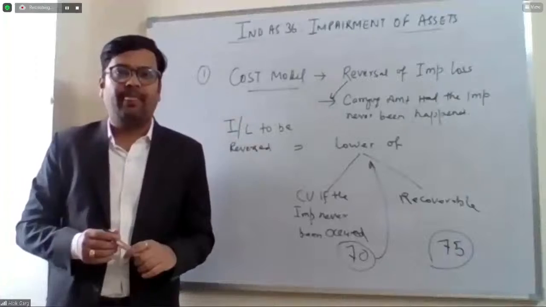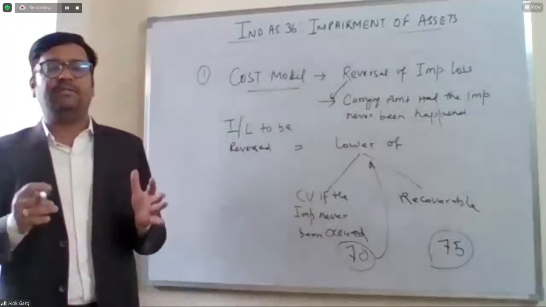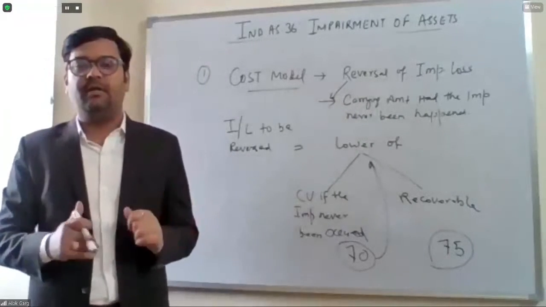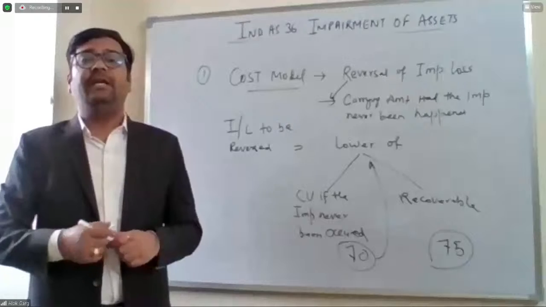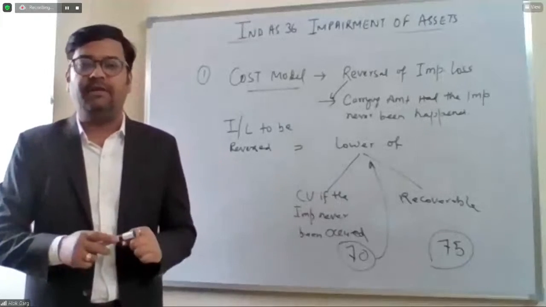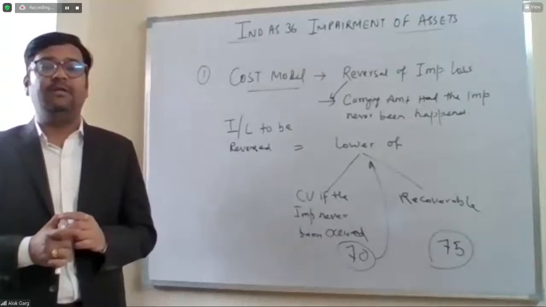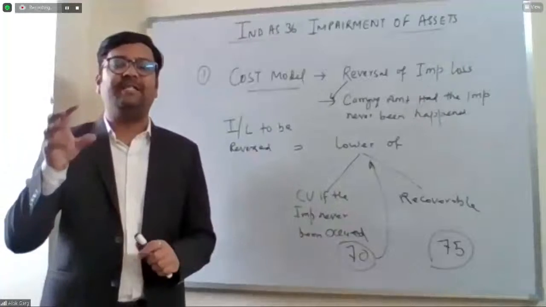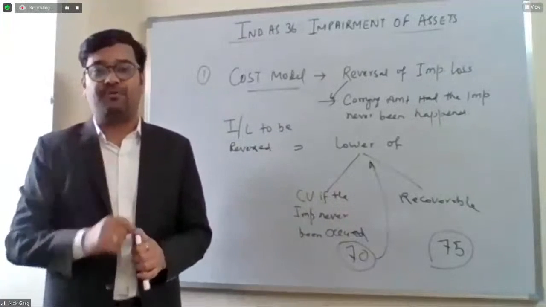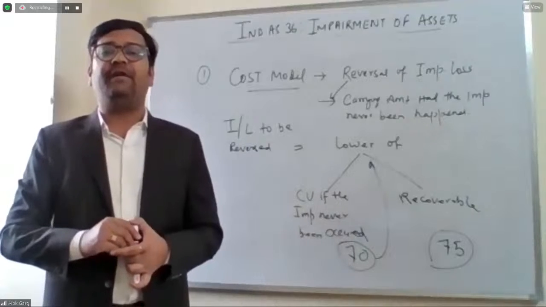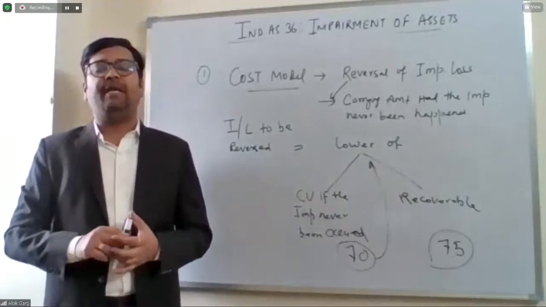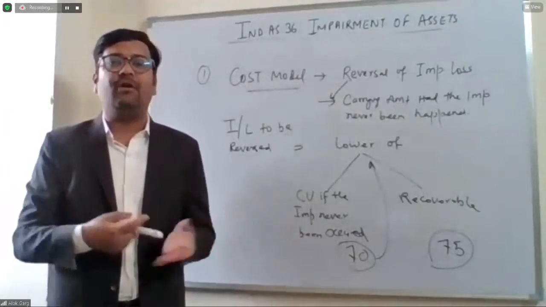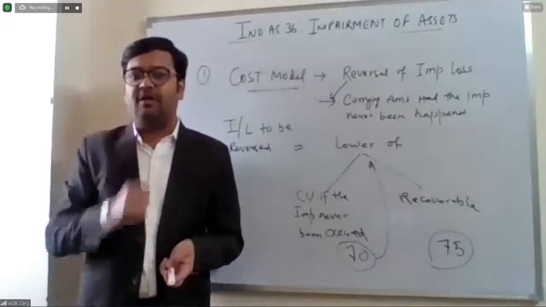Again, I'm explaining. First of all, we were discussing whether the impairment loss can be reversed. Yes, it can be reversed. Now, to what extent can it be reversed? If the company has opted for the cost model, what is the cost model? In the cost model, you are not doing any revaluation, but you are charging an impairment loss and calculating a recoverable amount. So if the company has opted for the cost model, then the impairment loss will be reversed in P&L, because there is no OCI in case of a cost model.